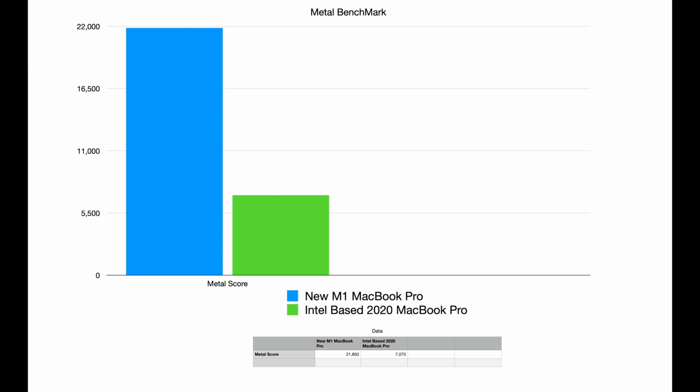All right, so this is the Metal benchmark, which is a graphics performance benchmark that is pretty common. Everyone should know what this is. This is a huge difference here. The new M1 MacBook Pro has 21,850, and the old mid-2020 MacBook with Intel has 7,075. So about 3 times the amount on Metal.